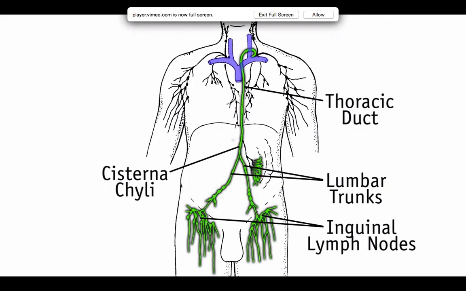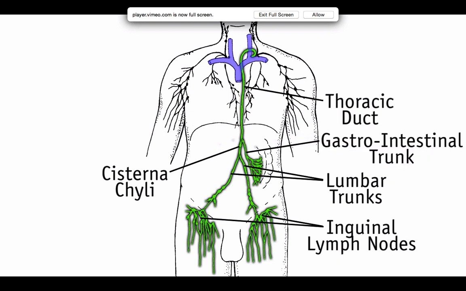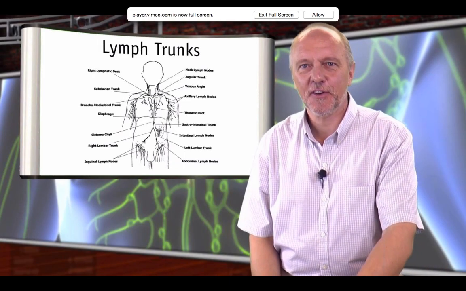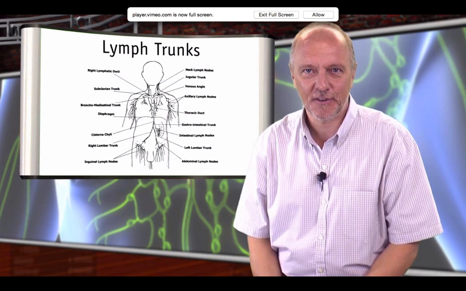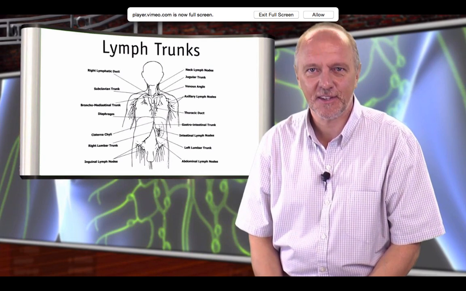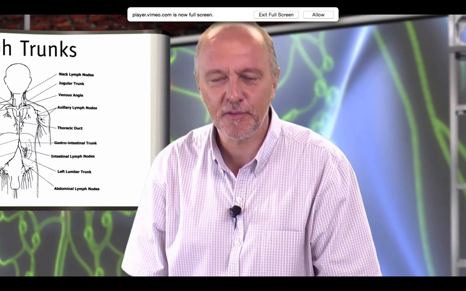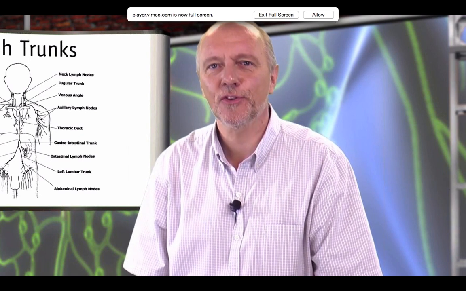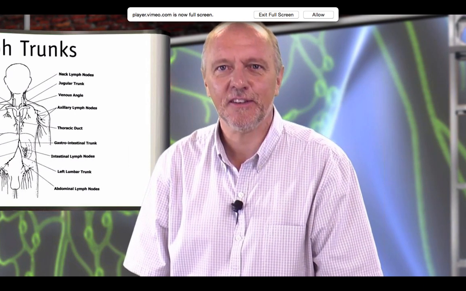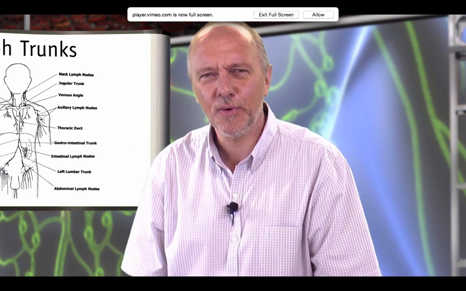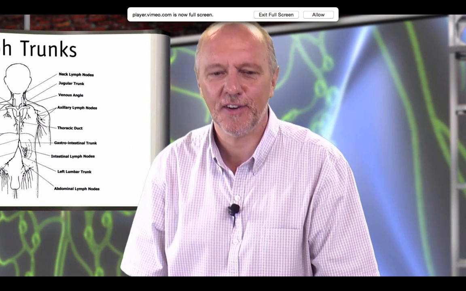Another very important lymphatic trunk in the lower part of the body is the gastrointestinal trunk. Oftentimes, we just call it the intestinal lymph trunk or intestinal lymph vessels. So what's so important about the gastrointestinal trunk? The intestinal lymph trunk is very important in that it transports fat-soluble vitamins from the intestinal area into the cisterna chyli and the thoracic duct. And as I mentioned before, the intestinal lymph is sometimes milky white due to the presence of fat. It would only be milky white after the ingestion of long-chain fatty acids and fat-soluble vitamins. More of that is discussed in the physiology lecture of the lymphatic system.